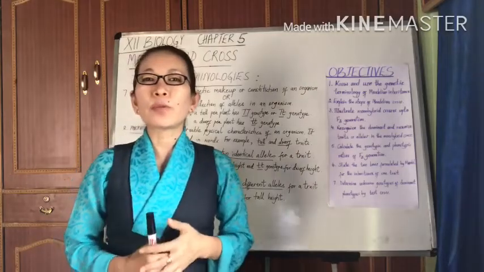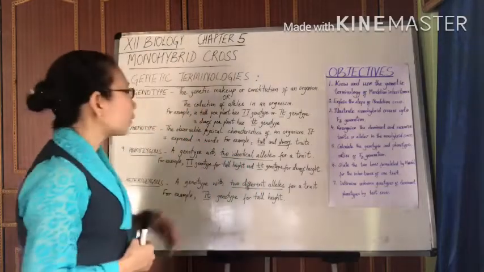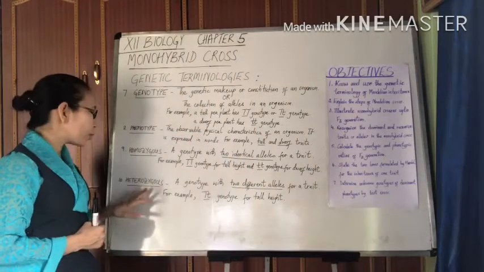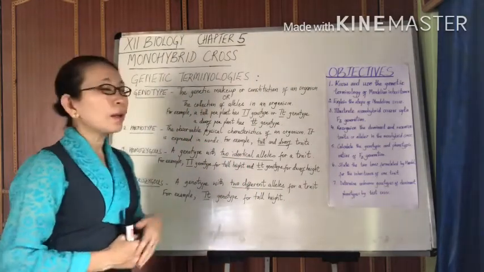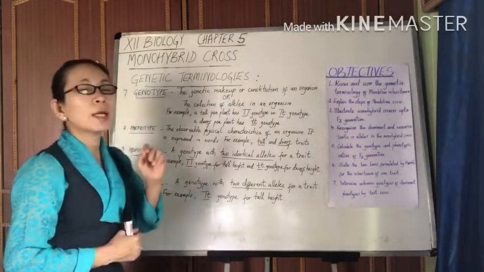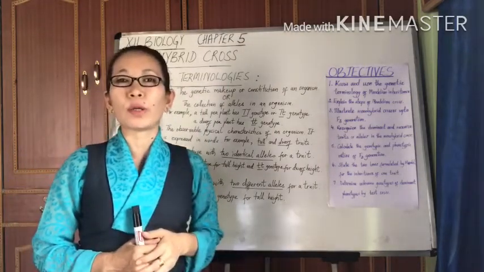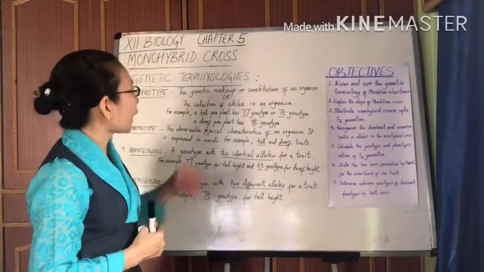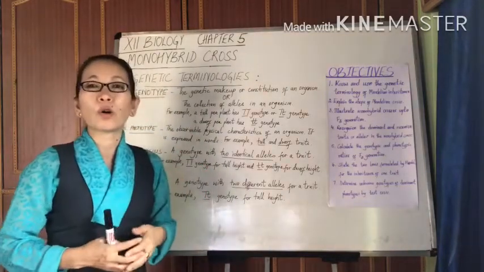Some of the terms that are to be frequently used in Mendelian crosses are genotype, phenotype, homozygous and heterozygous. The term genotype refers to the genetic makeup or constitution of an organism, or it can also be defined as the collection of alleles in an organism.